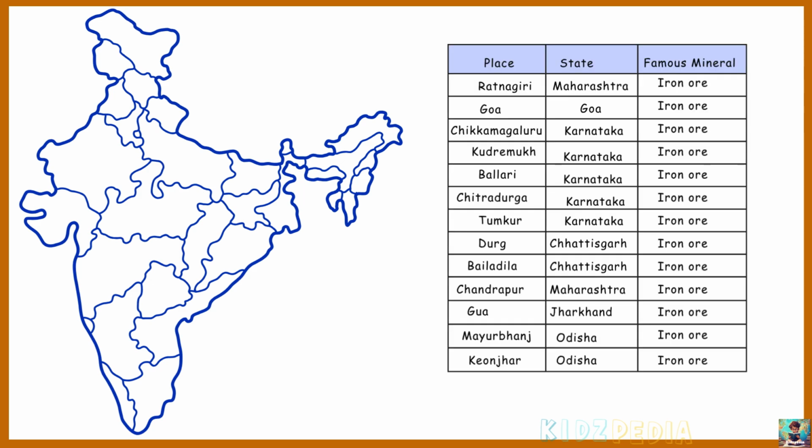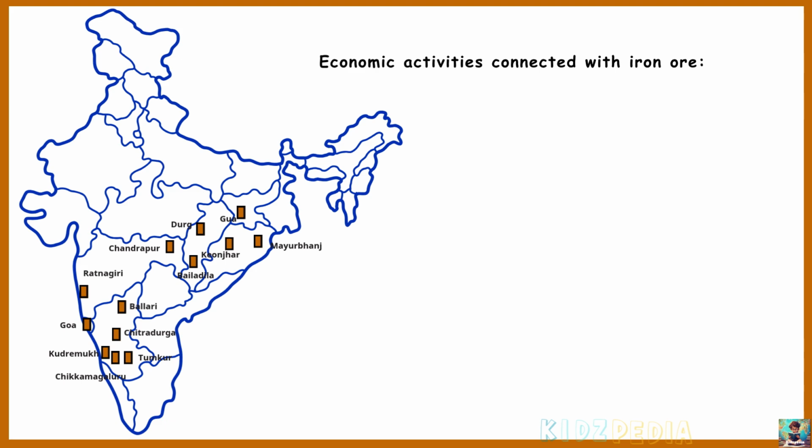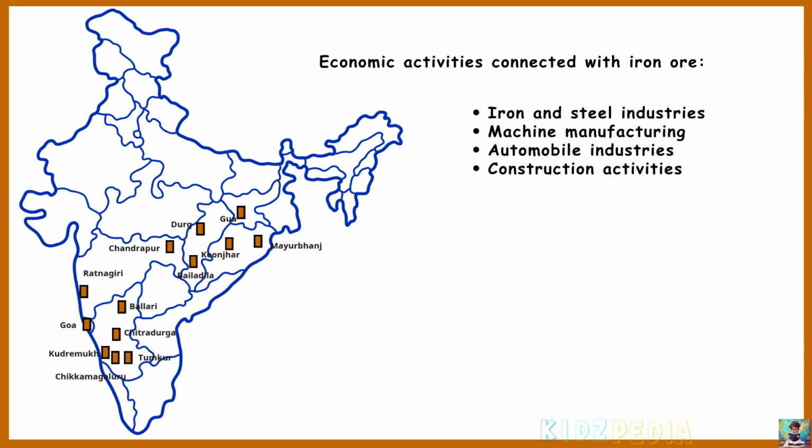So iron ore is found in Ratnagiri in Maharashtra, Goa, Chikmagaluru, Kudremukh, Ballari, Chitradurga and Tumkur in Karnataka, Jharkhand, Mayurbhanj and Keonjhar in Odisha, Durg and Bailadila in Chhattisgarh, Chandrapur in Maharashtra. Economic activities: iron and steel industries, machine manufacturing, automobile industries and construction activities.